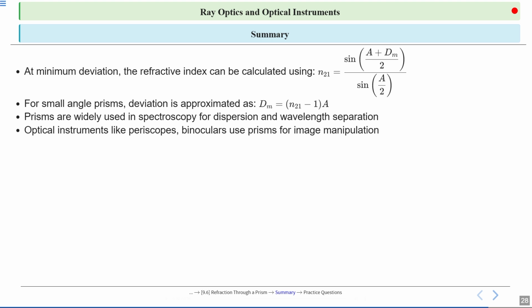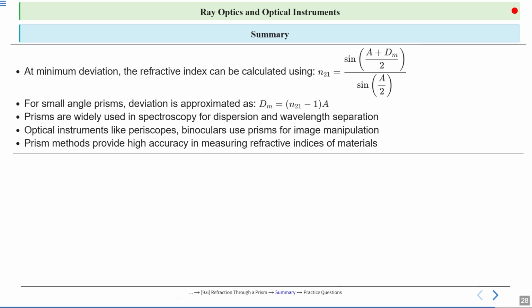Optical instruments like periscopes and binoculars utilize prisms for image manipulation. Prisms can invert or redirect images, which is crucial for these devices to function correctly. This highlights the versatility of prisms in various optical technologies.